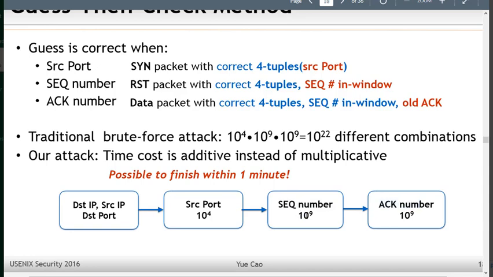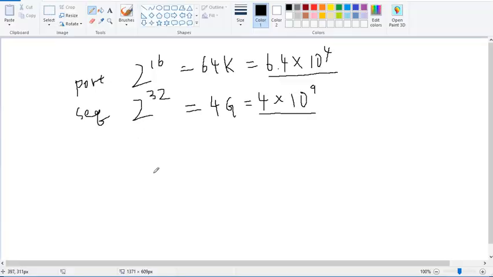So now for this round, my overhead is 10 to the power 9. And again, by the time I need to figure out the ACK number, another 10 to the power 9, I only needed to consider this because I already figured out the previous two pieces of information. So now let's see what the overhead is. The overhead will be 10 to the power 4 to figure out the port number, plus 10 to the power of 9 to figure out the sequence number, plus 10 to the power of 9 to figure out the ACK number. Okay, this is the new way of attack.